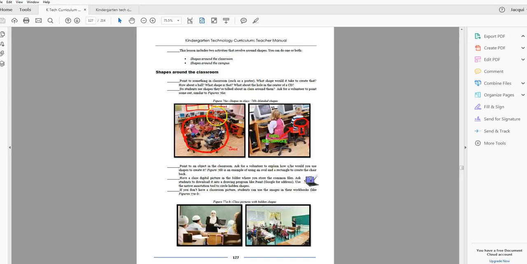they can tell you that's a circle, that's a rectangle, there's a square, whatever they see. And you have the mixture of shapes, the circle and the rectangle. So you want them to identify those sorts of things.